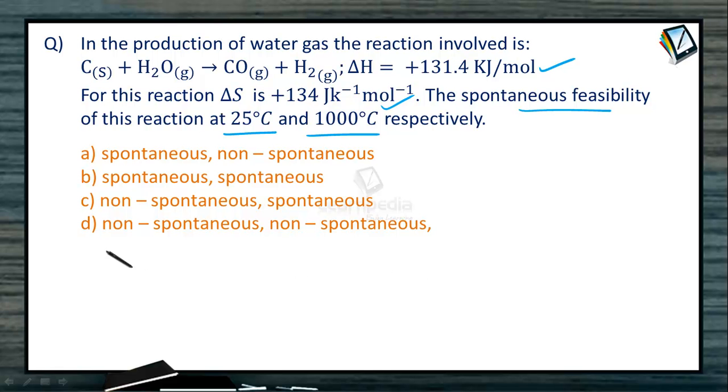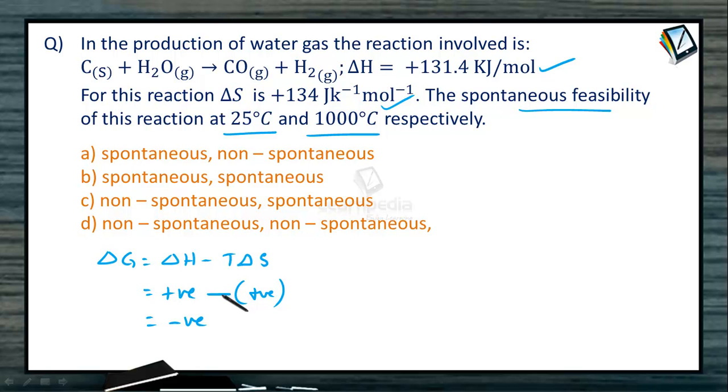We need to use the same relation between delta G, delta S and delta H, which is delta G is equal to delta H minus T delta S. Here delta H is given as positive value and delta S is also positive value. Now tell me under what conditions the final value can be a negative one. Means under what conditions delta G can be negative.